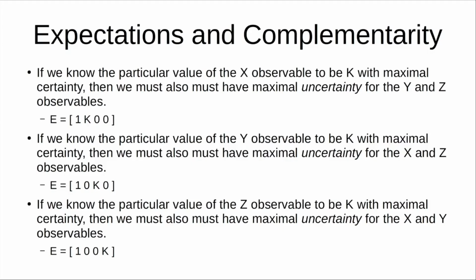So our expected vector will look like 1, k, 0, 0, meaning that the expected value for x is going to be either +1 or -1, and then the expected values for y and z are going to be 0, because we don't know what they are. If we have maximal certainty on y, then we must have maximal uncertainty for x and z. That would give us an expected vector of 1, 0, k, 0. And then if we have maximal certainty on z, then we have maximal uncertainty for x and y. So that would give us an expected vector of 1, 0, 0, k.